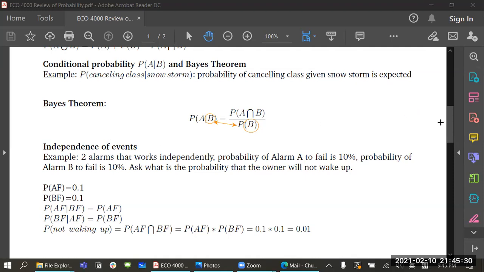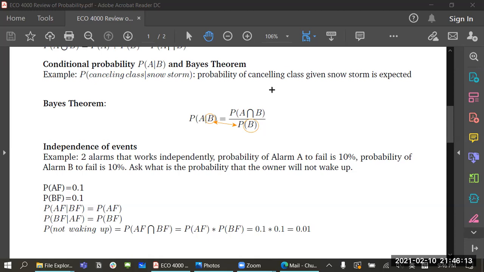So now let's go to independence of events. I just talked about conditional probability. The reason why we need conditional is because these two events affect each other. We talked about canceling class and snowstorm, because a snowstorm would change the probability of canceling class. So they are dependent. Of course, there are other reasons canceling class can change, but if the chance of canceling class changes with or without a snowstorm, then they are dependent.